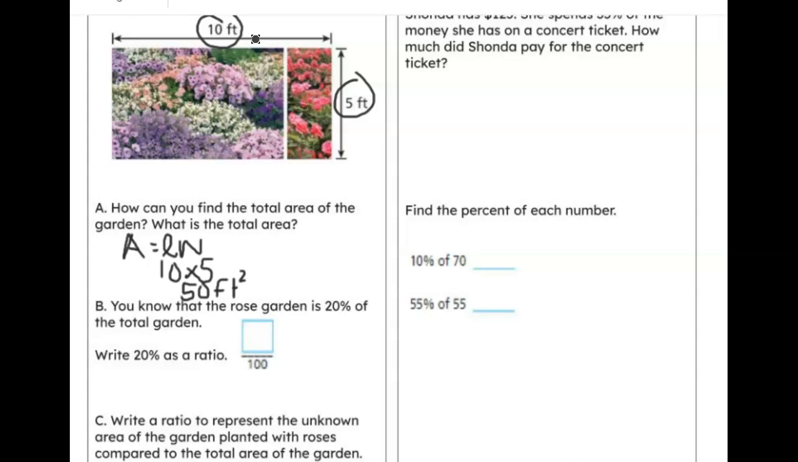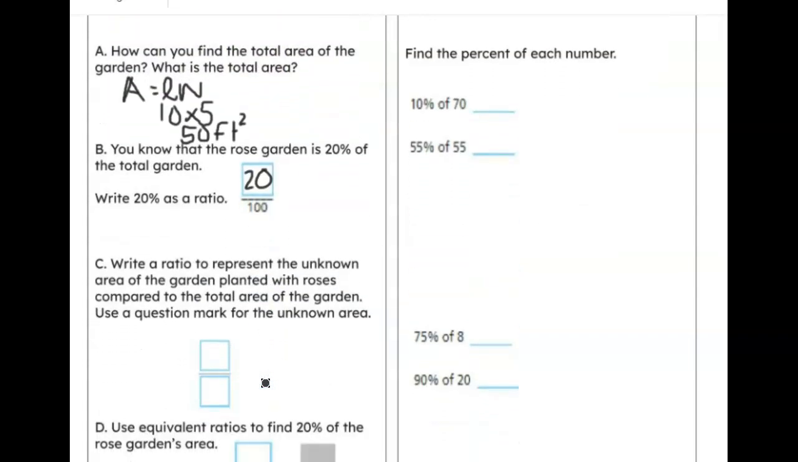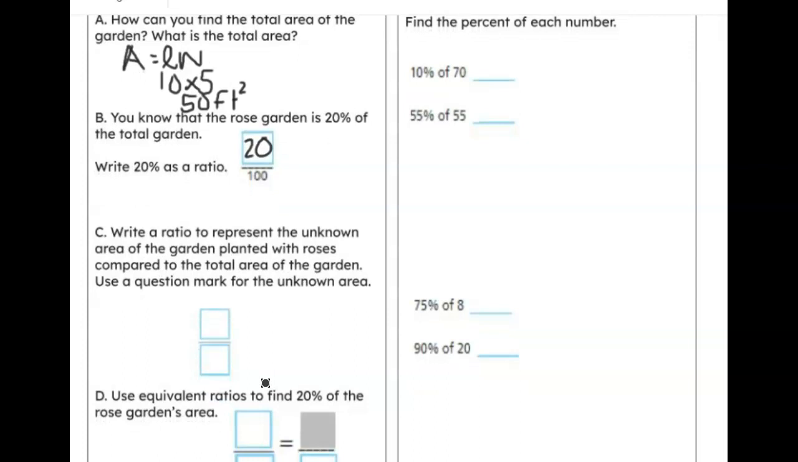You know that the rose garden is 20% of the total garden. Write 20% as a ratio. So 20 over 100 because percents are out of 100. And we're going to then write a ratio to represent the unknown area of the garden planted with roses compared to the total area. So I don't know this part, but I know the bottom is 50.